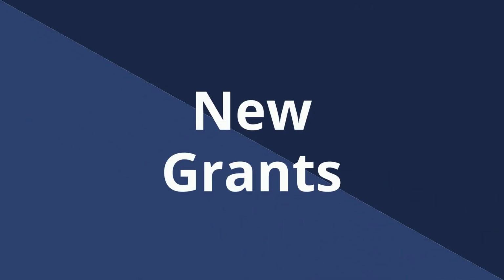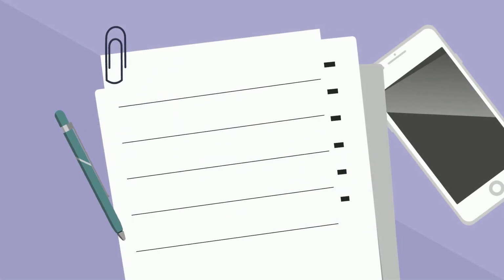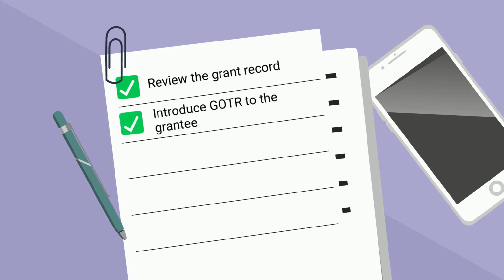When assuming responsibility for a newly awarded grant, there are 5 steps the GOTR should take. The GOTR should review the official grant record in e-grants, paying special attention to special conditions and timeframes. Make an introductory call to the grantee within 15 days of assignment. The GOTR congratulates the grantee and walks through the grant agreement.